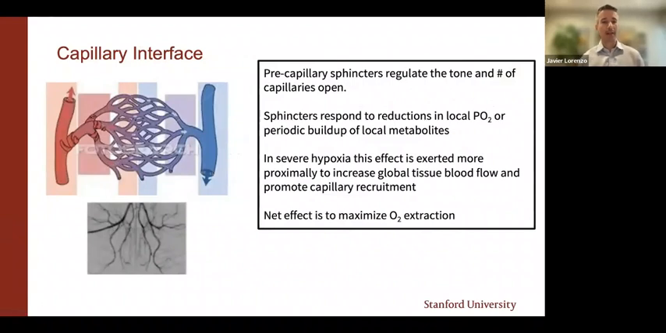We can actually see these capillaries open as areas of hypoxemia occur, and that could be activated either by local PO2 or by mediators or products of metabolism. So either high lactic acid or high H ions can actually open these capillaries, and in a way, you're shunting blood to areas that need that blood for the metabolic demands.